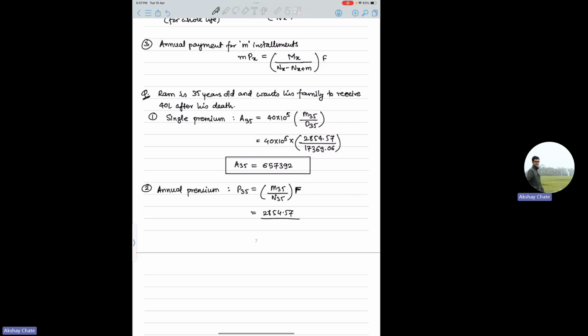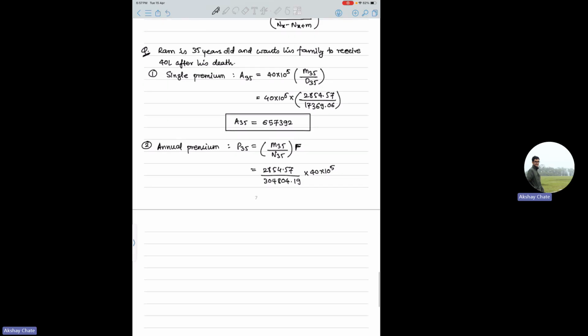N35 comes out to be 304,804.19 into 40 lakhs. So therefore the ratio changes now. 304,804.19. So that means he needs to pay annually 37,461.0. So let's say this much only. So he needs to pay annually this much.